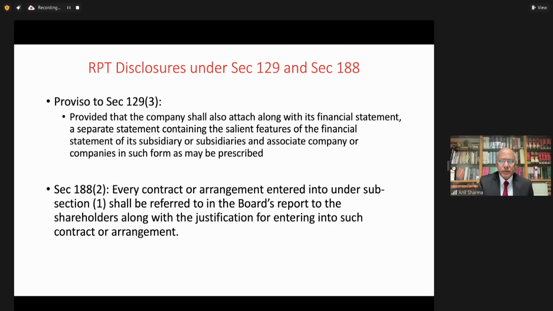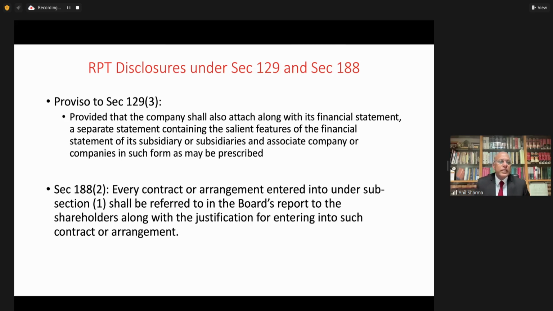So far as the Companies Act is concerned, under Section 129, the company shall attach along with the financial statement a separate statement containing salient features of the financial statement of its subsidiary or subsidiaries or associate company or companies in such form as may be prescribed. Since a subsidiary or associate company is a related party, a separate statement is required. Section 129 also talks about consolidation of subsidiaries, associates and joint ventures with the holding company financial statement, in addition to its standalone financial statement. So that is a combined disclosure requirement under Section 129.